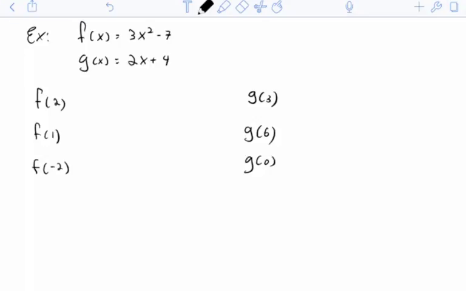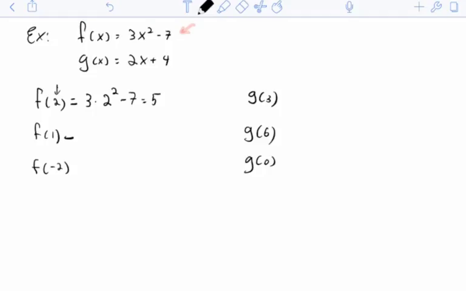Let's figure out these values. How are we going to do it? Well, you start by recognizing which polynomial you're talking about. The first one, we're talking about this polynomial. So what I'm going to do is copy this polynomial out, but instead of writing x's, I'm going to write the number 2. I'm going to replace the x's with 2's. 3 times 2 all squared minus 7, and then I just evaluate it. 4, 12, 5.